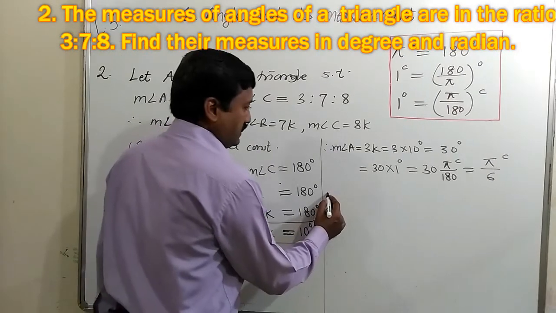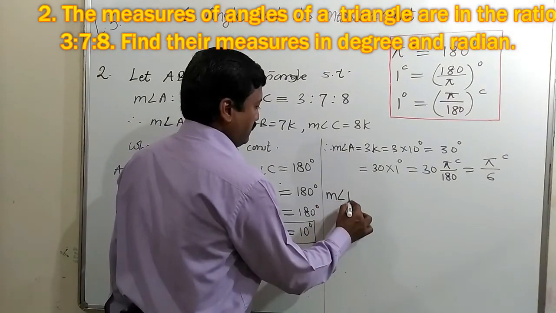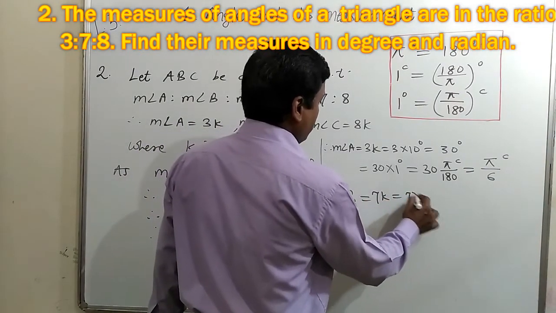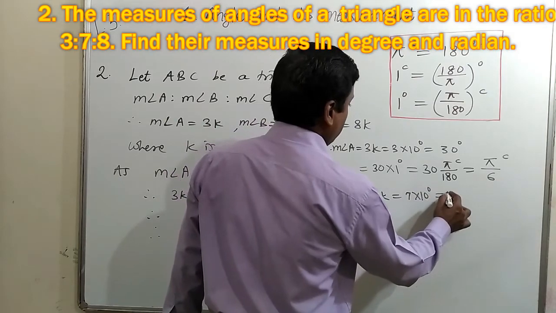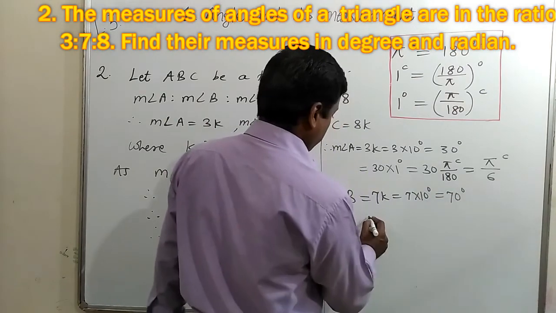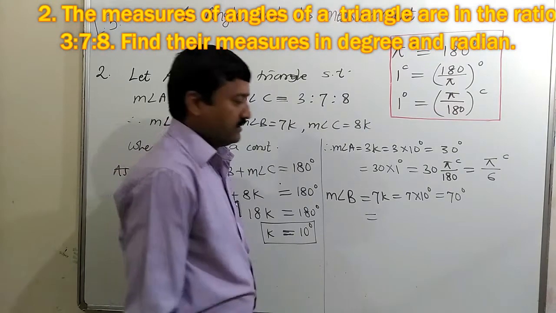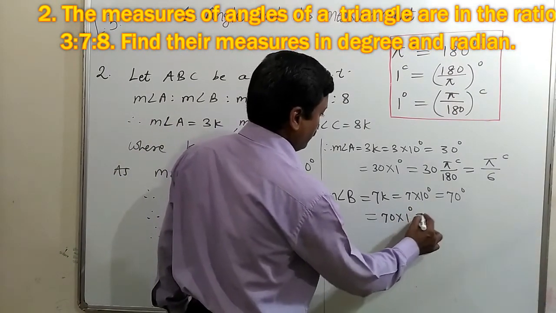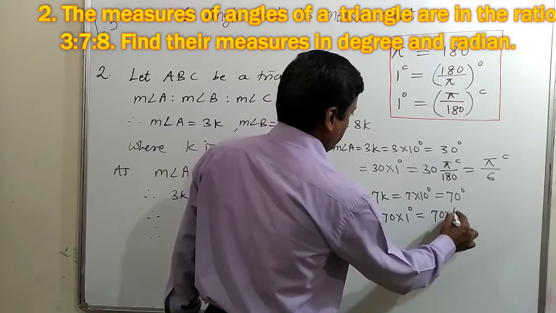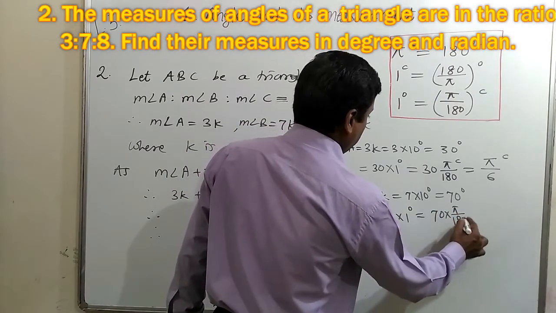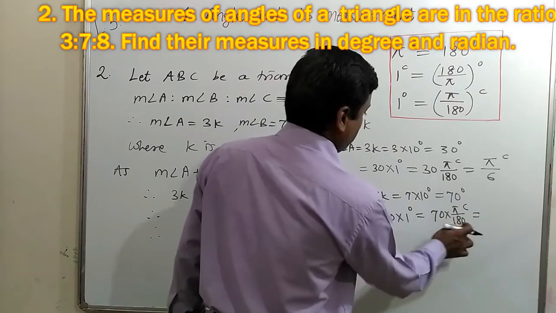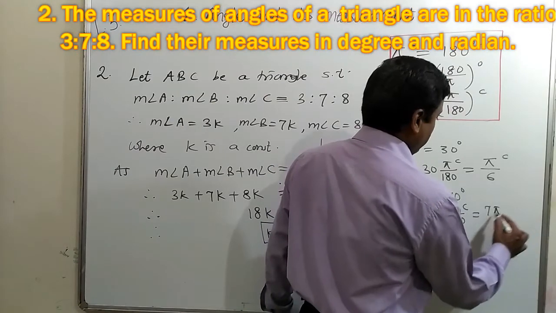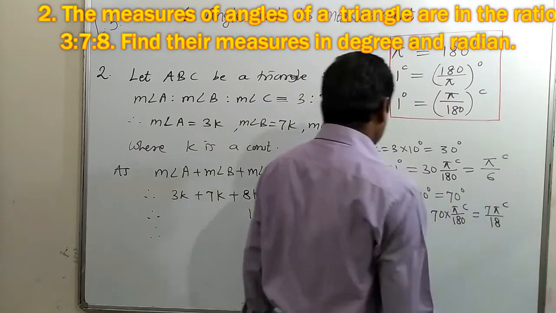Let us see the second one, that is measure of angle B is equal to 7K, that is equal to 7 into 10, that is equal to 70 degree. Convert now this into radian. For that, 70 degree means 70 into 1 degree, that is equal to 70 into pi by 180 radian. So here 0 gets cancelled, then 7 by 18, so we get 7 pi by 18 radian.